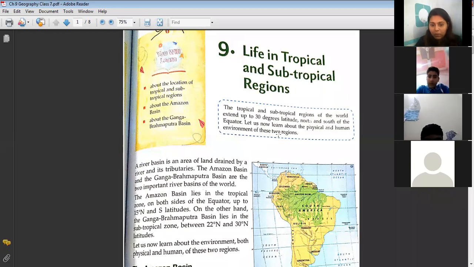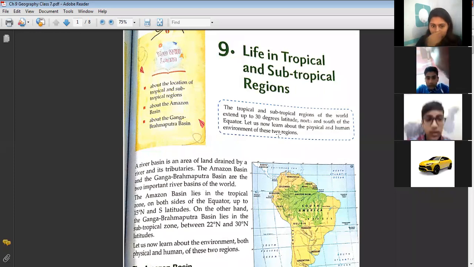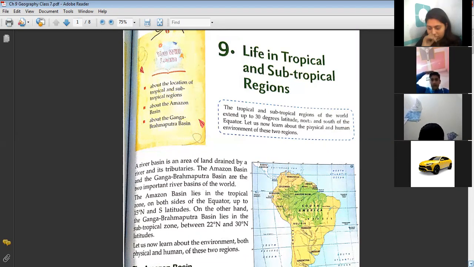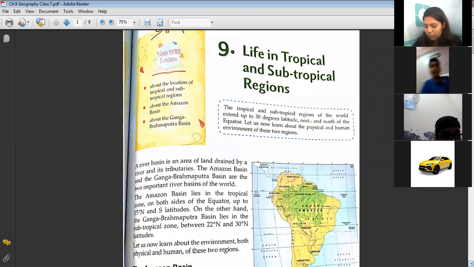We'll do the map. Geography is not that complete. Let's see what we'll do. One thing we can do: 7C can revise this chapter, or we can revise any chapter. Ma'am, we can do a civics chapter.